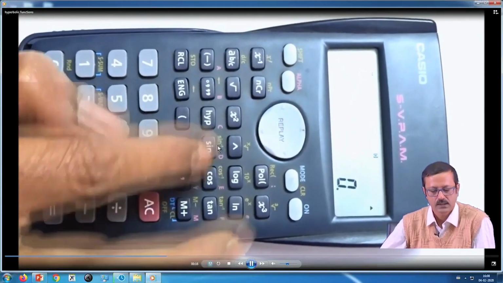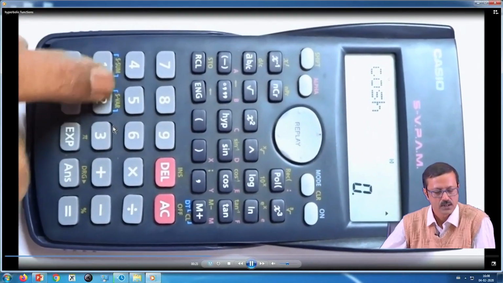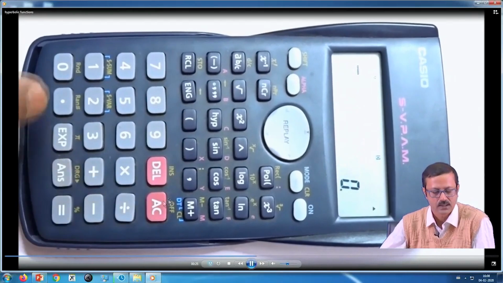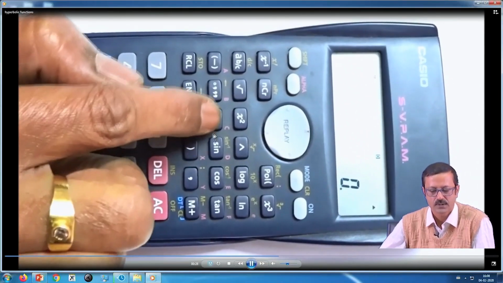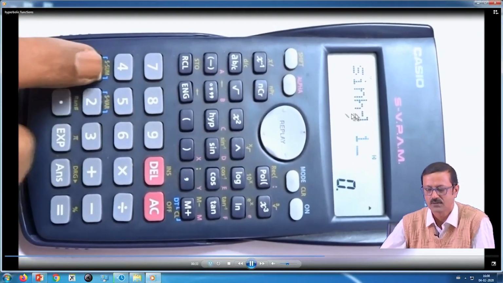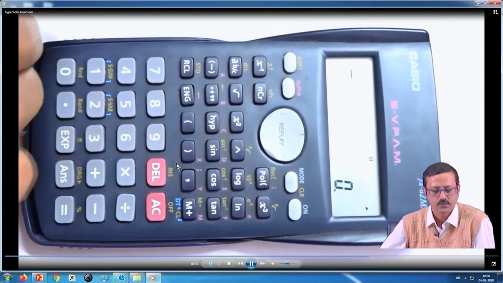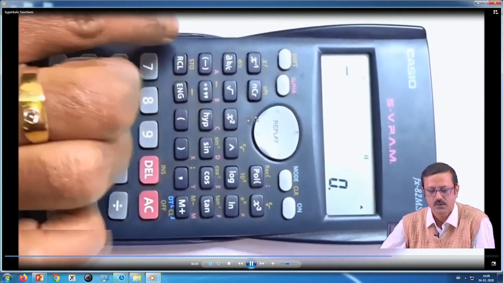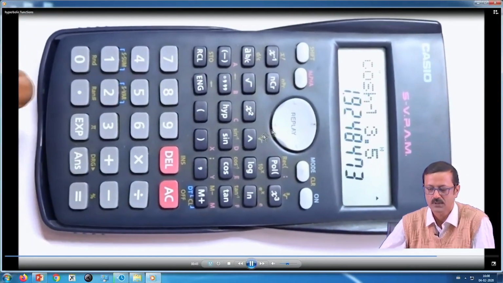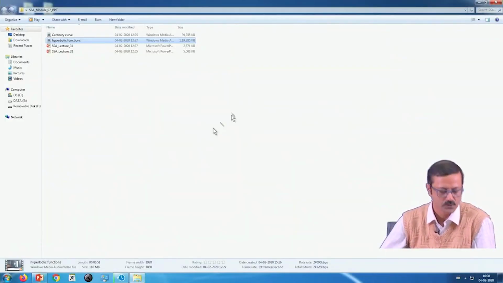You clear it, and then you go to the hyperbolic. Suppose you want to do the cos now: give the values and then equal to, then cosh of 4 is that. Then if you want to do the inverse, go to shift and then give the sine inverse, then 1.2, equal to this. Similarly, if you want to do the cos inverse, go to hyperbolic, cos inverse, put in the values and then equal to. So like that you can use the calculator in the hyperbolic function mode.